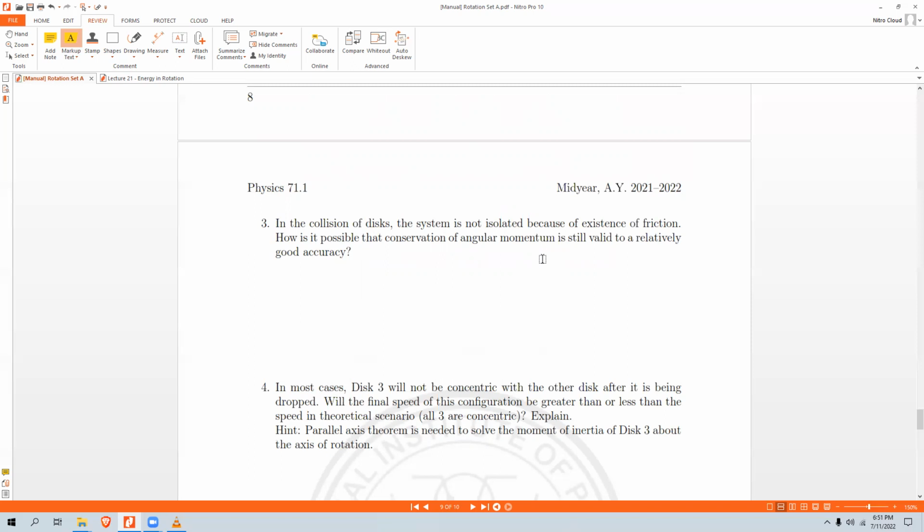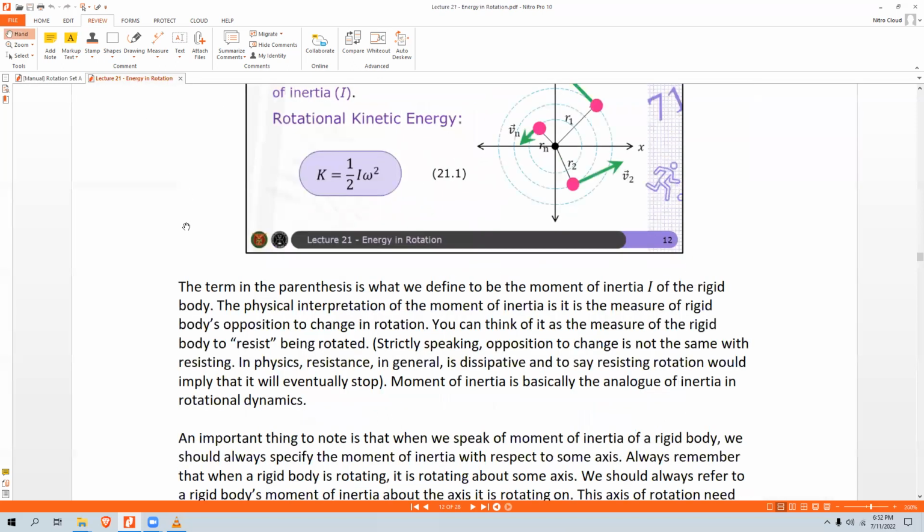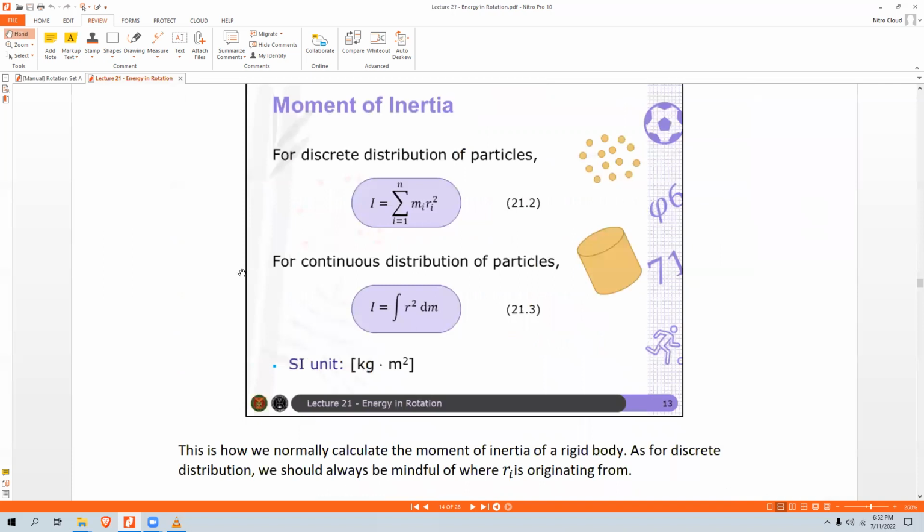And number 4: in most cases, disk 3 will not be concentric with the other disks after being dropped. Will the final speed of this configuration be greater or less than the speed in the theoretical scenario? This one also uses the conservation of angular momentum, but you will also have to solve using the parallel axis theorem if the disk 3 is not concentric. As a slight tip, the parallel axis theorem can be found in lecture 21, energy and rotation.